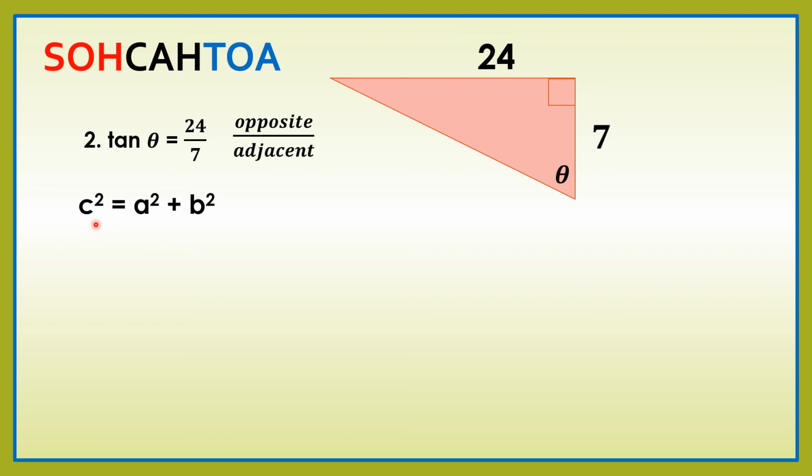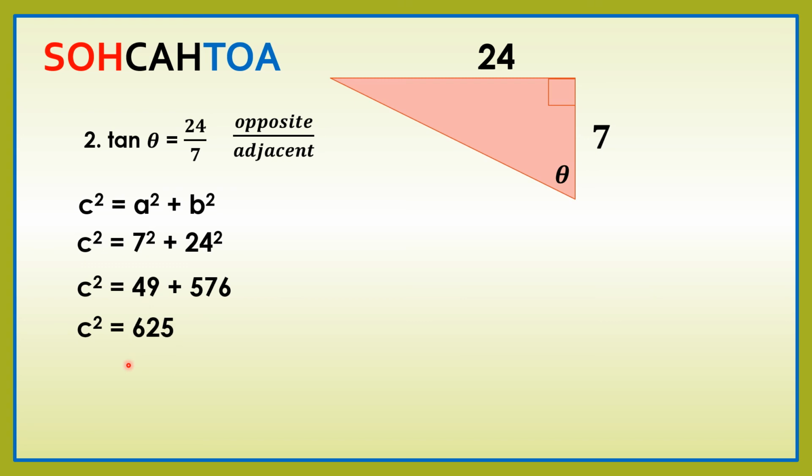So, we will have now c squared is equal to a squared plus b squared. By substitution, ang a natin ay 7, ang b natin ay 24. Therefore, we will have now c squared is equal to 7 squared plus 24 squared. Simplify natin, c squared is equal to 49 plus 576. Add natin itong dalawa, c squared is equal to 625.